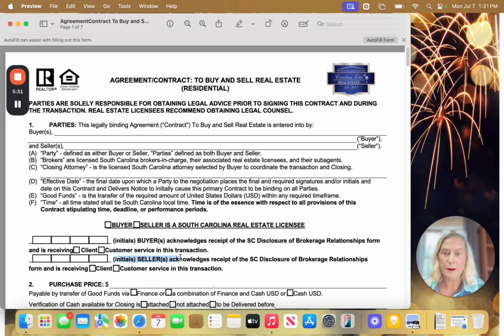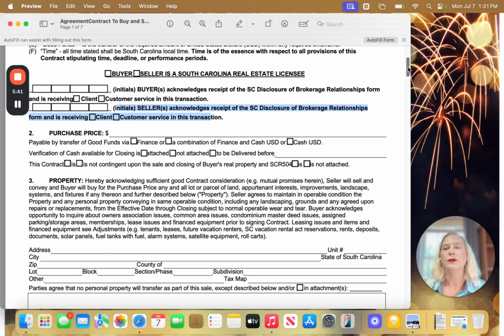Same with the seller. The seller acknowledges they've received the brokerage relationship form. Are they a client or are they a customer? Which one did they choose? It's very important that you guys have that on there. Now, item 2 is we're talking about purchase price. What is the purchase price going to be? In this block, you need to write it 2 separate ways. The first way is the written numeric offer that you're submitting, and beside that, the long form.